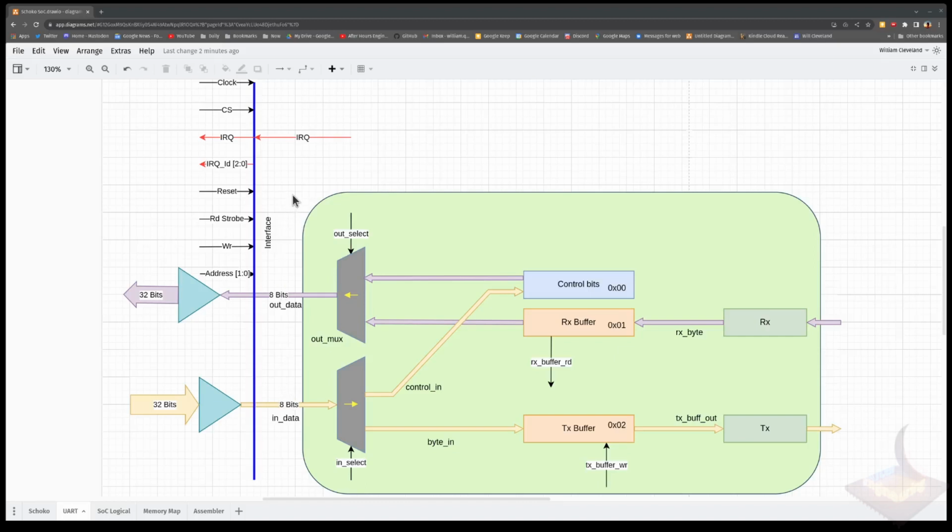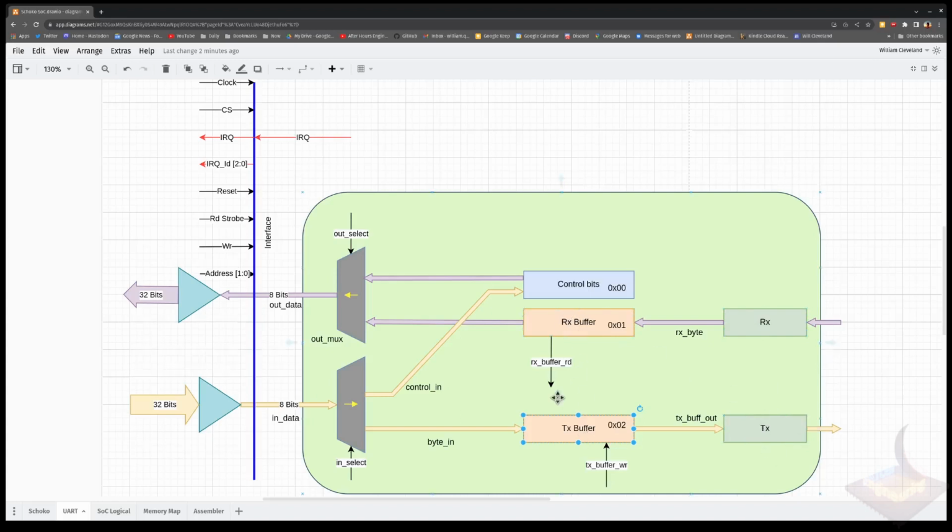Now, like all components on our very simplistic bus, we need to follow this particular structure right here. We need to at least have a reset, a chip select, clock, read strobe, read, and then an address. The UART itself is really simple. It just consists of a few buffers inside here: a control buffer, a read buffer, and a transmit buffer that are hooked up to the receiver and the transmitter.